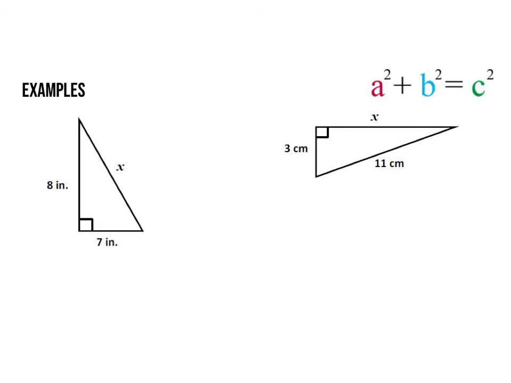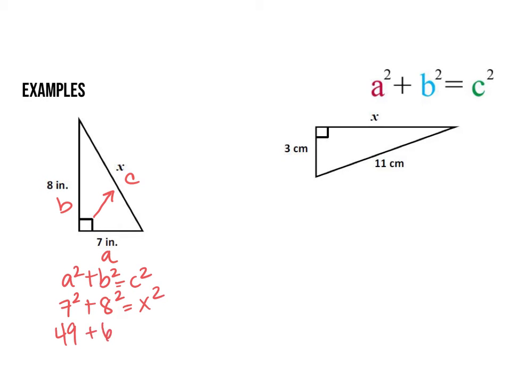Okay, so let's try and use this and solve for it. I'm going to label, I have A, I have B, and then again, opposite my right angle is C. So if I'm going to use A squared plus B squared equals C squared, I need to plug these in. So 7 squared plus 8 squared equals x squared. All right, so 7 squared is 49 plus 8 squared is 64. So that is 113 equals x squared.